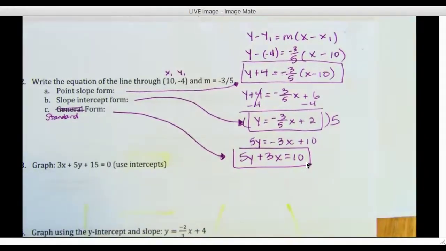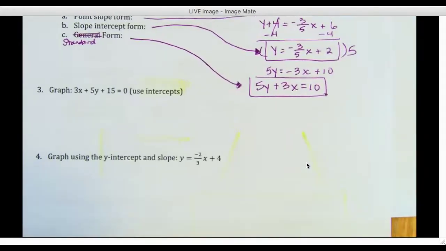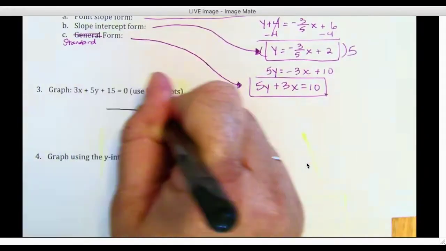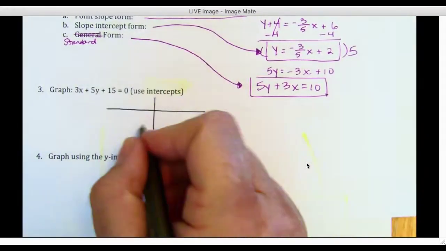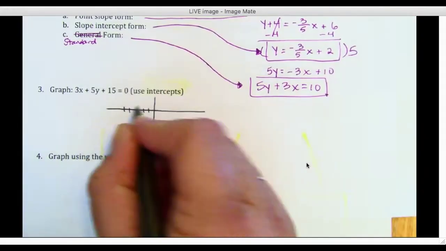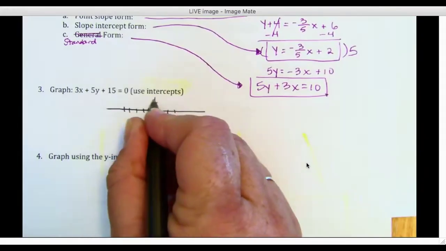Now, the next example here is giving us an equation in general form and asking us to graph it. So there are two ways you can graph something like this. You can get it into slope-intercept form if you like, or you can use the x and y intercepts to help you graph. I'm going to use the x and y intercepts to help me graph here.